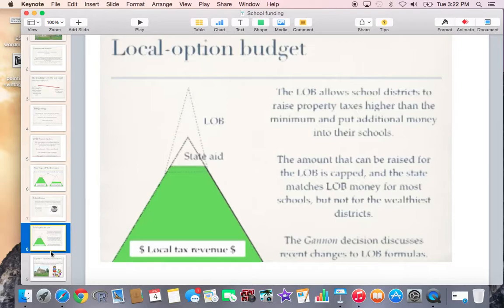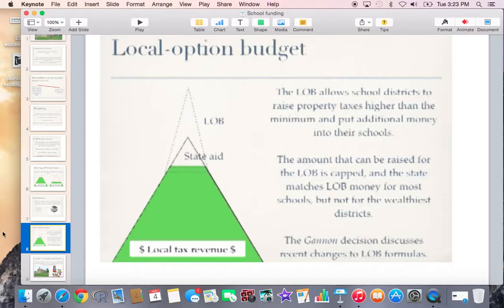However, the cap is 25% over the base state per pupil amount. No school district in the state can raise locally more money than that. And so there are school districts in Johnson County, for example, which would love to raise the amount they get from their own property taxes even higher, pay more property taxes and put it into their own schools, but the state cap prevents them from doing that.